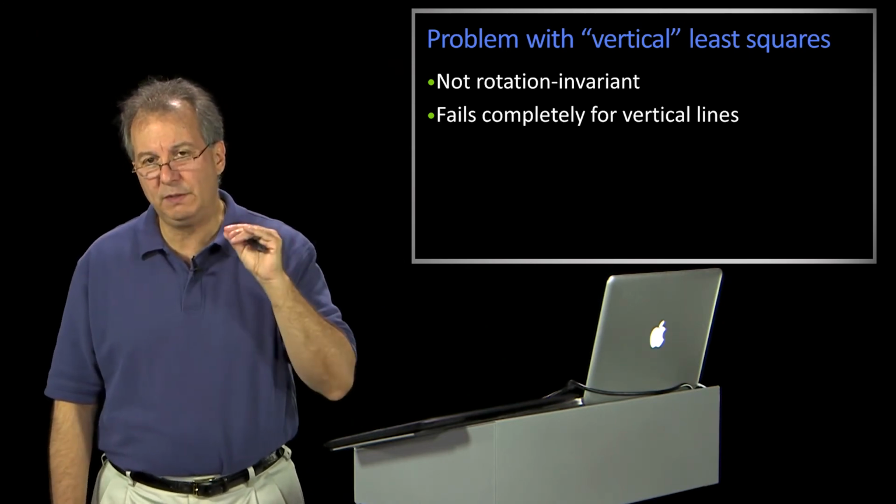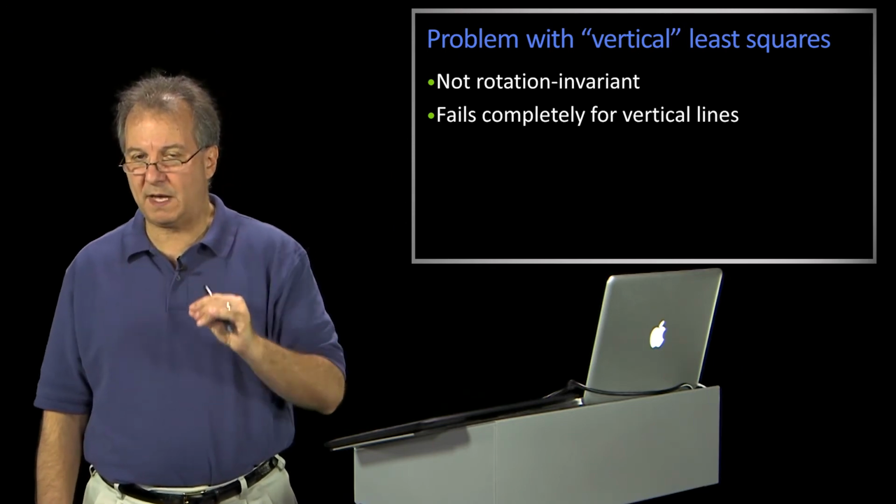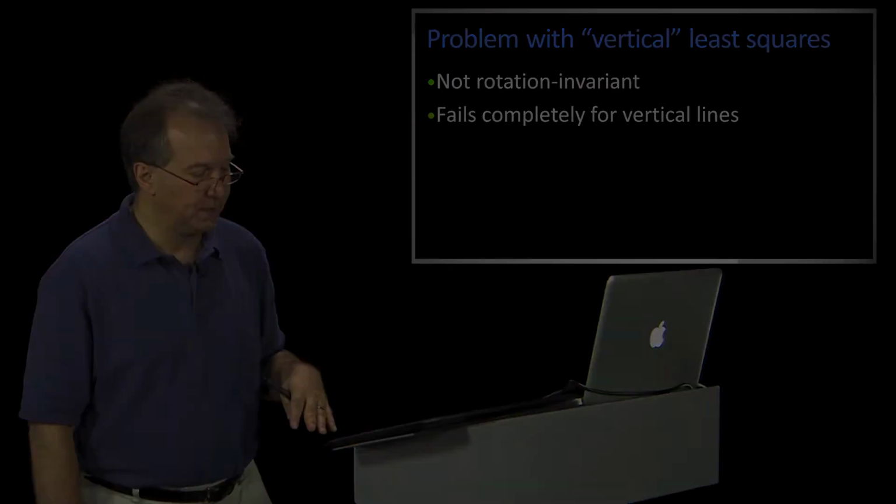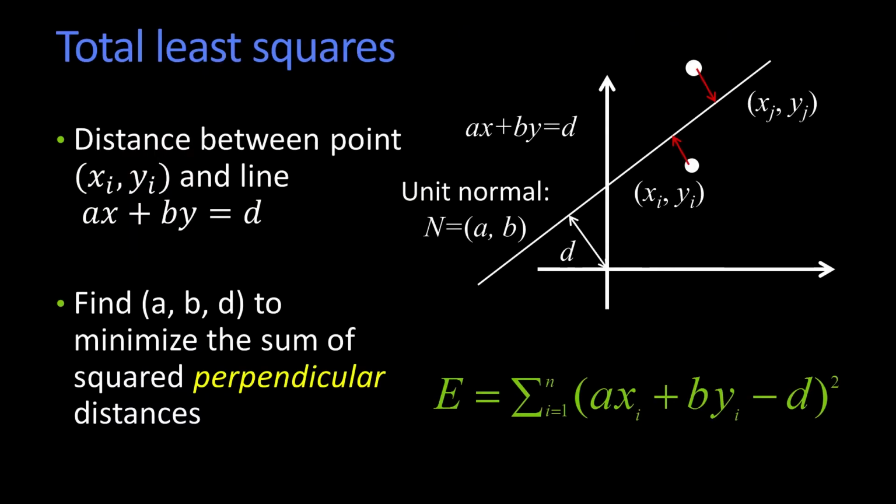So it's really not a good model. It's not a good noise model for what we're doing. So let's develop a slightly better model. We're going to refer to this as total least squares. And this you've also seen.